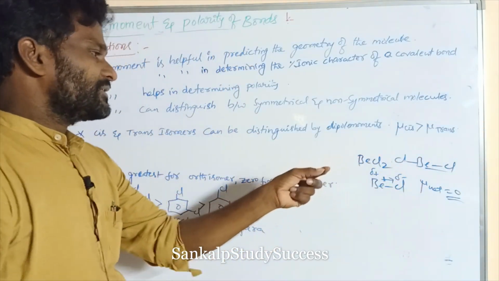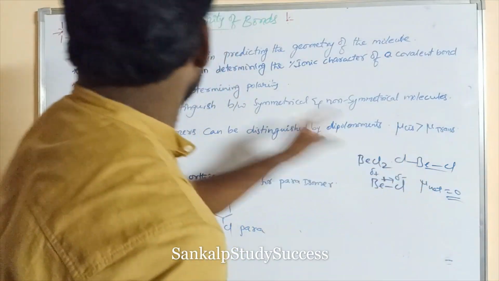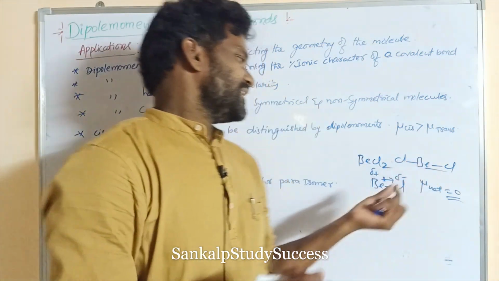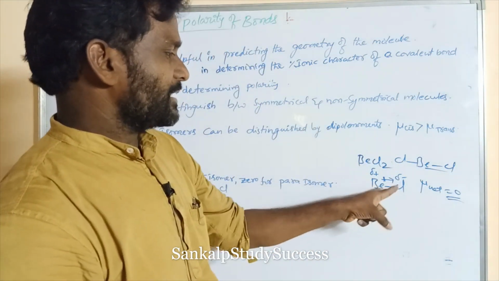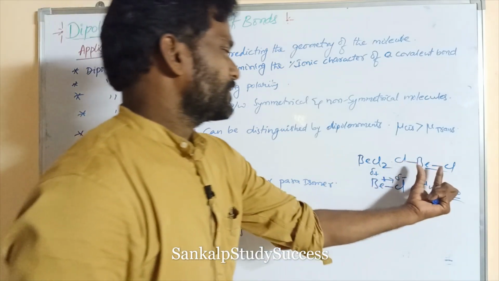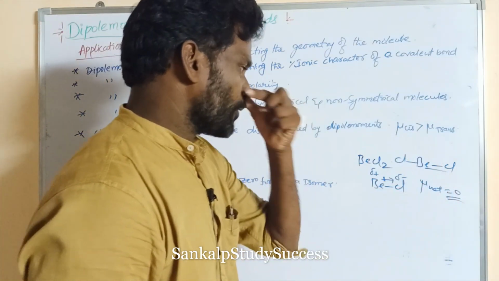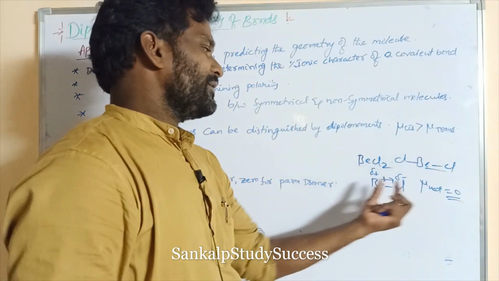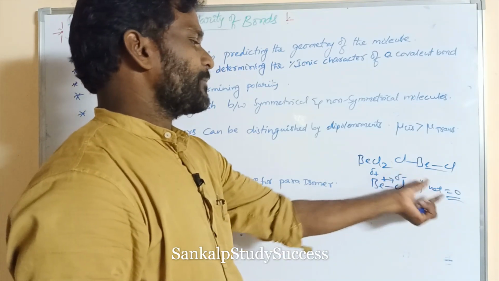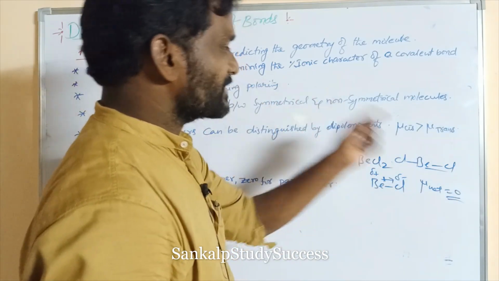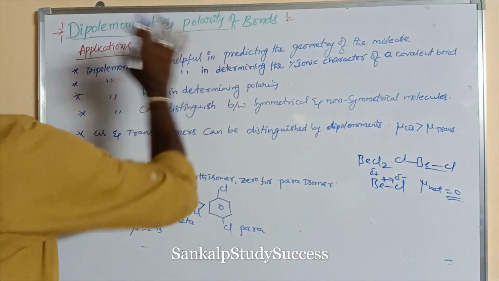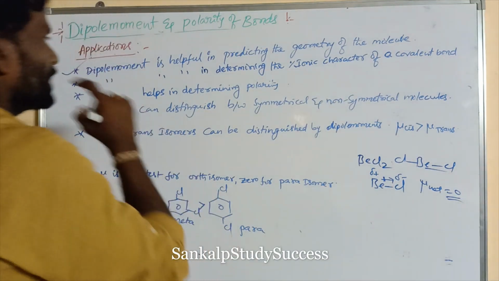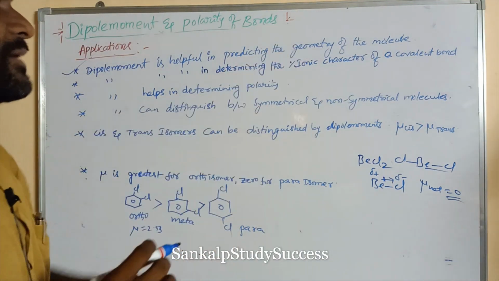So by using dipole moment we can predict the geometry of a molecule. In BeCl2, the Be-Cl bond is polar and each bond has a dipole moment. Since the molecule has linear symmetry, the net dipole moment is 0. So its shape is linear. That is the first point: dipole moment is helpful in predicting the geometry of the molecule.